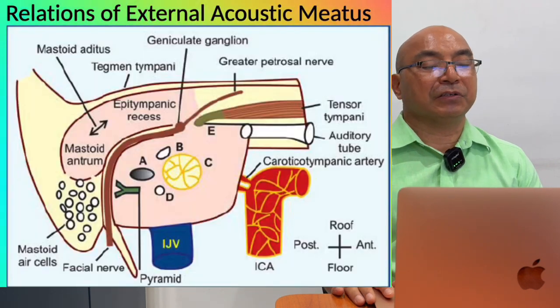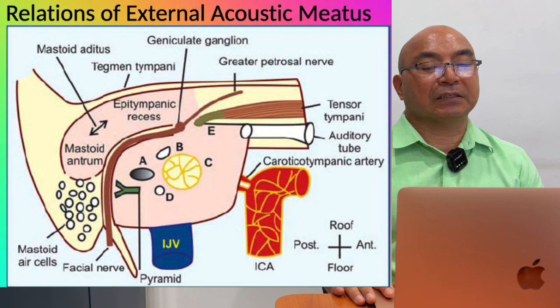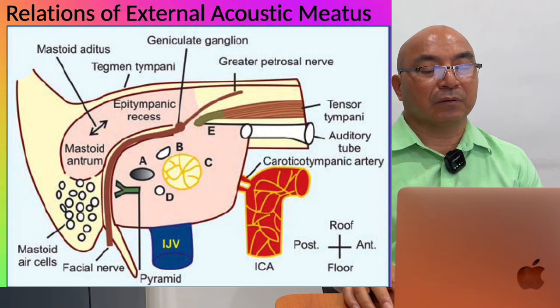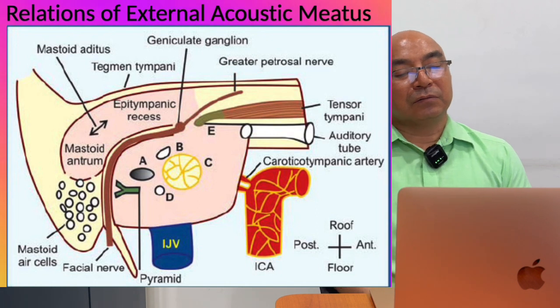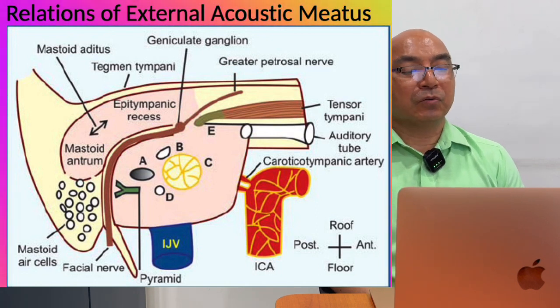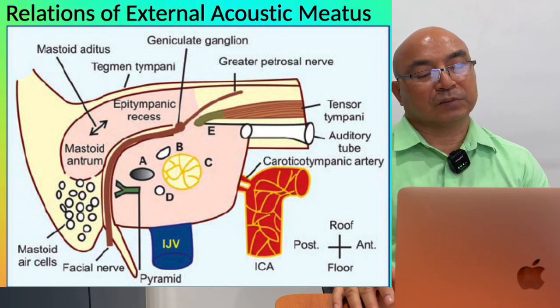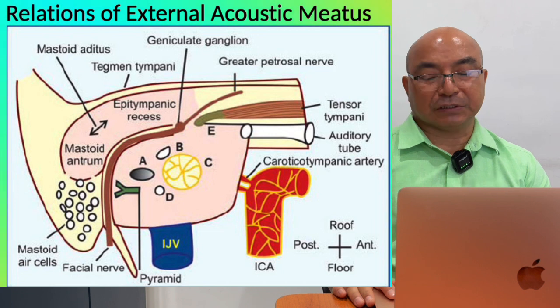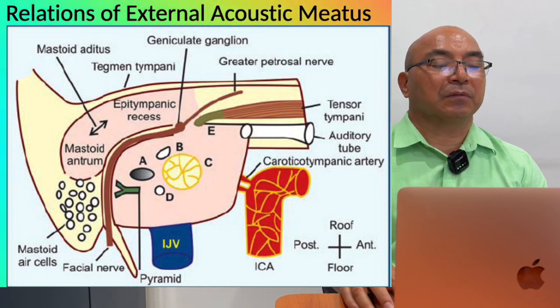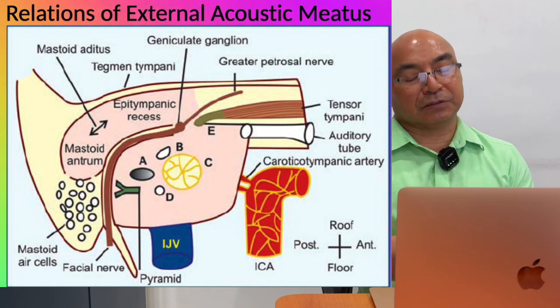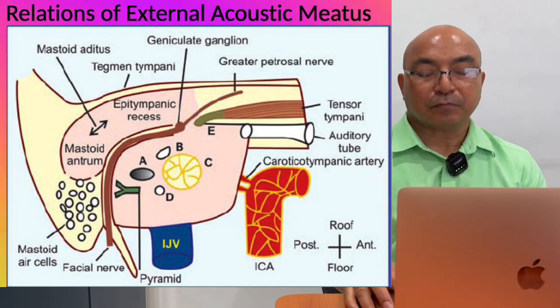And here you can see the relations of the external acoustic meatus more clearly. So you can see all these structures related to the middle ear in this, related to the external ear in this picture.